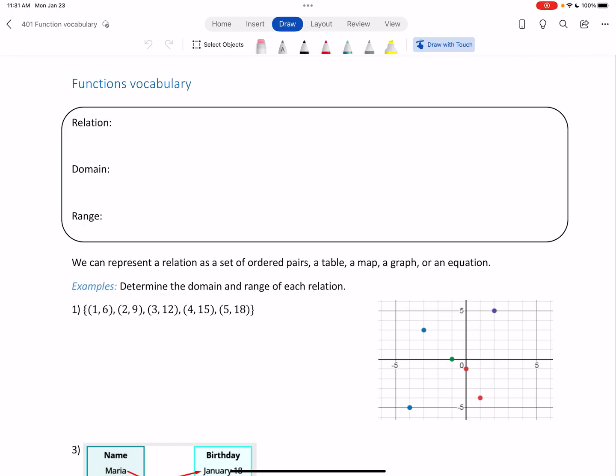Right, we're going to begin talking about functions now. But before we can talk about a function, we have to talk about what a relation is. And so a relation is just a set of ordered pairs.